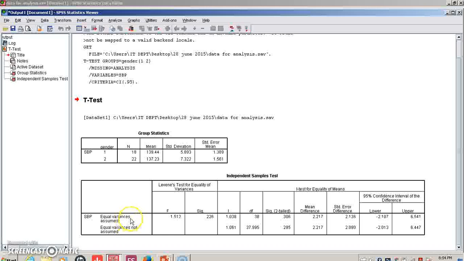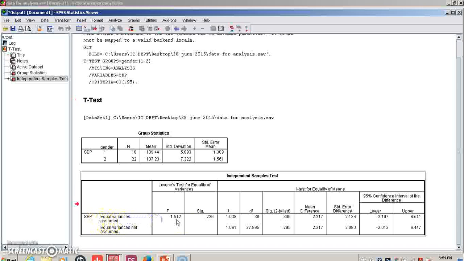Systolic blood pressure for equal variance assumed. I am selecting that because I already checked the normality and found out that the data is normally distributed. So I am looking for the first row, that is equal variance assumed. Then t value is 1.038, degree of freedom is 38 and significance value is 0.306. This is the most important part. This shows the significance value or p-value.